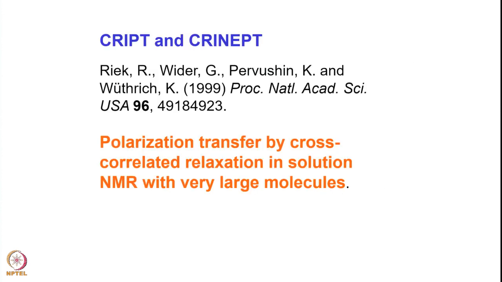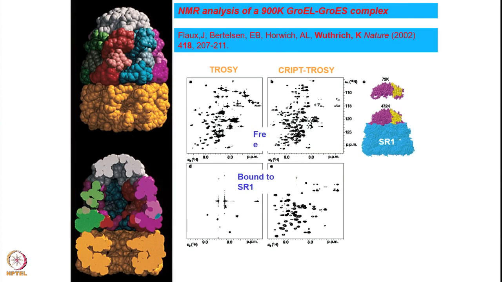Okay. So this is what, and then of course one went even further to develop 2 more pulse sequences. This is done by the same group once more. This is called the CRIPT and the CRINEPT. This depends upon polarization transfer by cross correlated relaxation in solution NMR with very large molecules. We will not go into the theoretical details of this, but I will simply show you the result that was obtained in this.